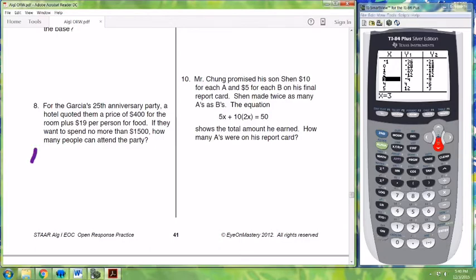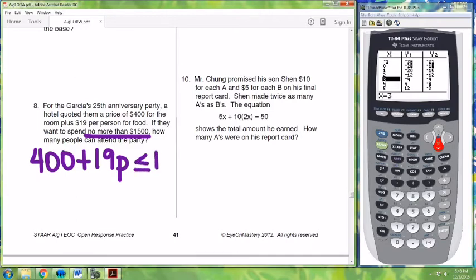So we're going to start out with the $400, that's the base price, plus $19 per person. It said that they want to spend no more than $1,500. So $1,500 is the maximum amount that they want to pay. So this amount that I've already written, 400 plus 19p, needs to be less than or equal to 1,500. Okay, it cannot be more than. It can equal it, but they can't be more than.